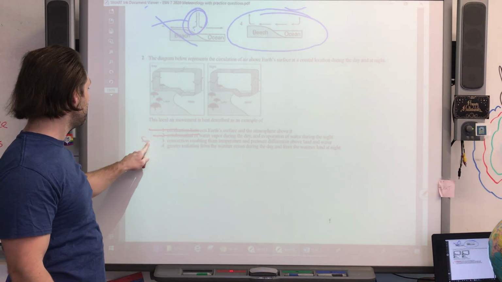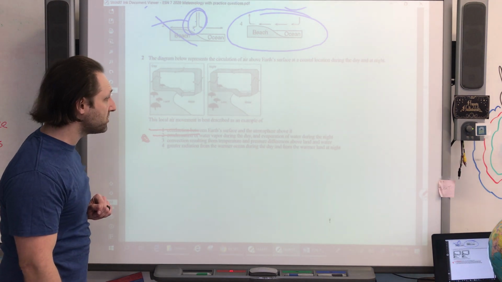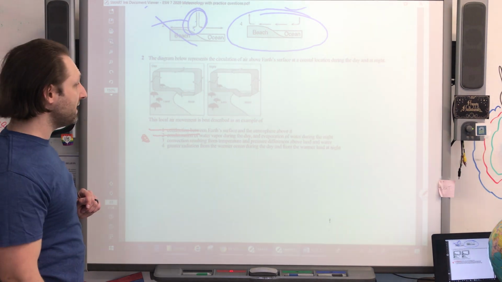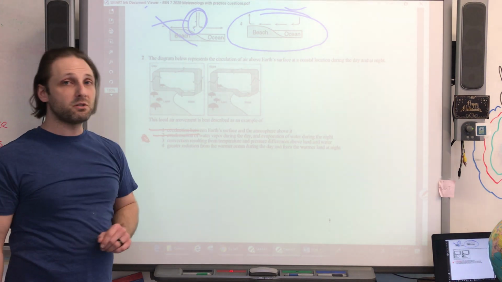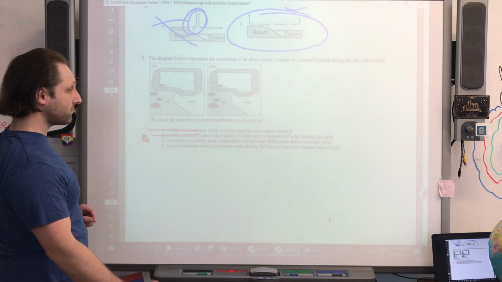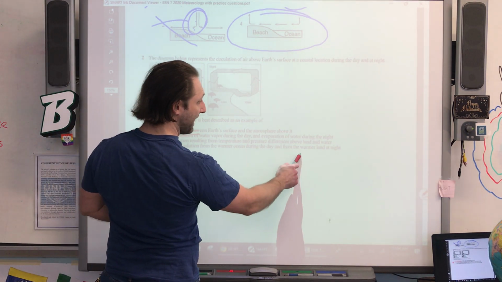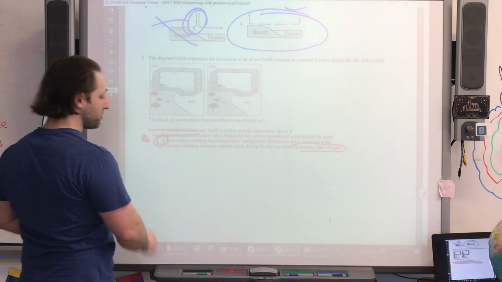That one looks pretty good. 4, greater radiation from the warmer ocean during the day and from warmer land at night. We're not dealing with radiation in that sense. Mostly when radiation is being spoken about, we're talking about the sun. And it won't be warmer land at night anyways. Warmer land does not work. So our answer is choice 3.